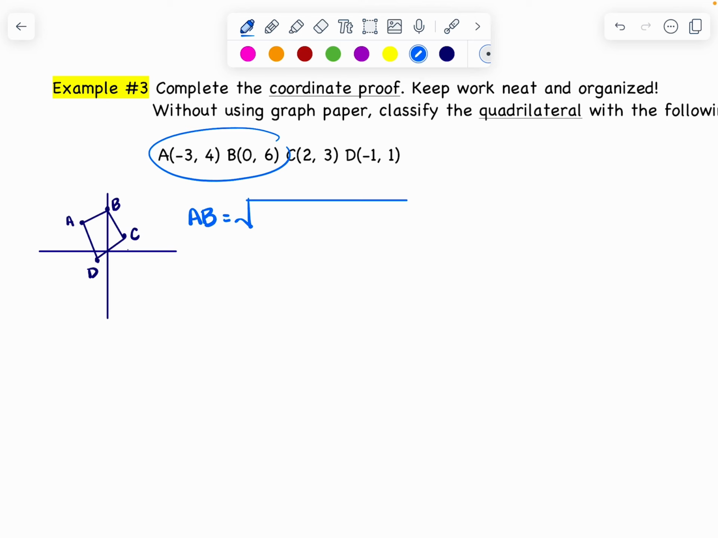Big square root. All right, so I'm just using these two coordinates for AB. So it's x minus x squared plus y minus y squared. So here we go: 0 minus negative 3, which will change into a plus sign, and then 6 minus 4 squared. All right, so I'm going to clean that up. That's going to give me 3 squared is 9 plus, I forgot my little parenthesis there, 2 squared is 4, and that's going to give me the square root of 13.